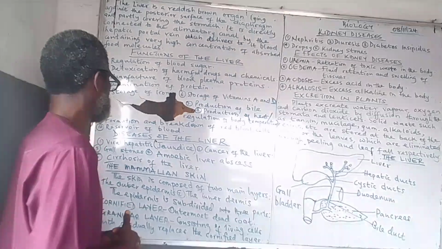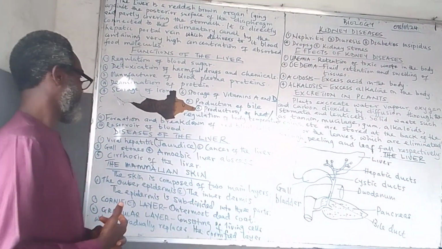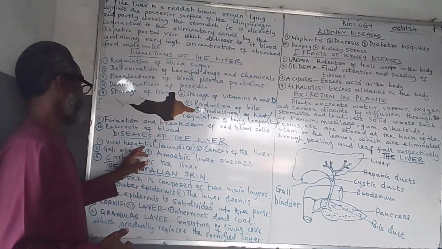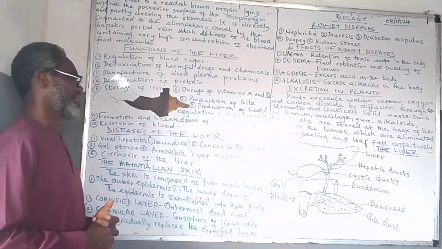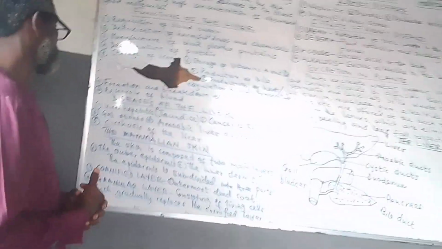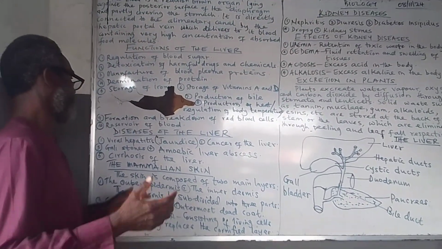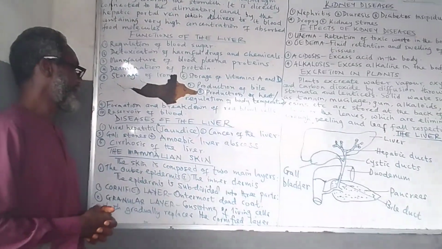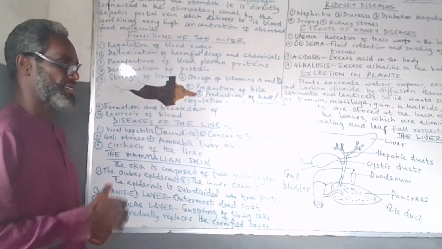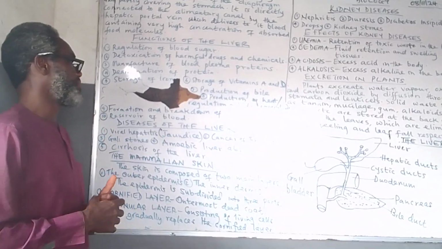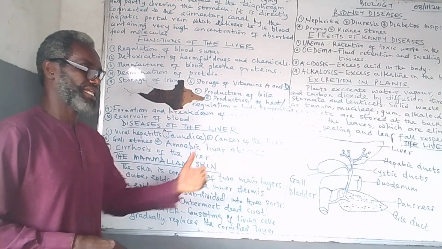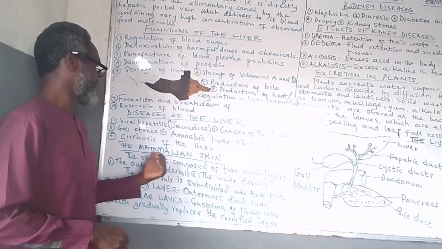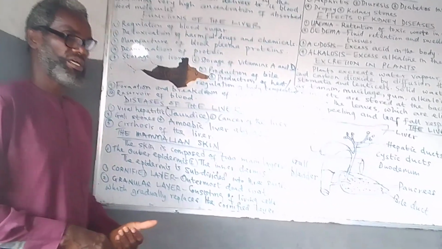So what are the diseases of the liver? We have viral hepatitis, which is called jaundice. We have cancer of the liver. We have gallstone, amoebic liver abscess. These are some of the diseases of the liver. So in our next class, we are going to consider the mammalian skin.